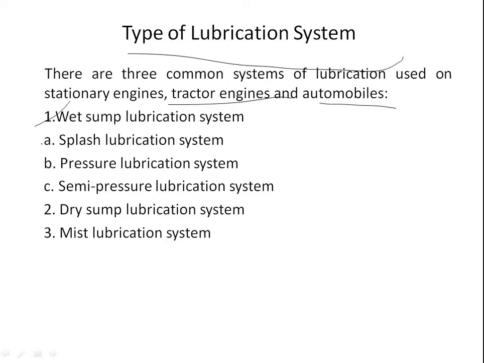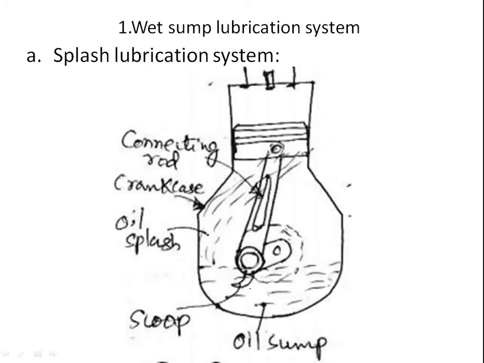First one is wet sump lubrication system. Under that come splash lubrication system, pressure lubrication system, and semi pressure lubrication system. These all come under wet sump. Second one is dry sump lubrication system, and the third one is mist lubrication system. We are going to discuss first of all the wet sump lubrication system, and under that the splash lubrication system.